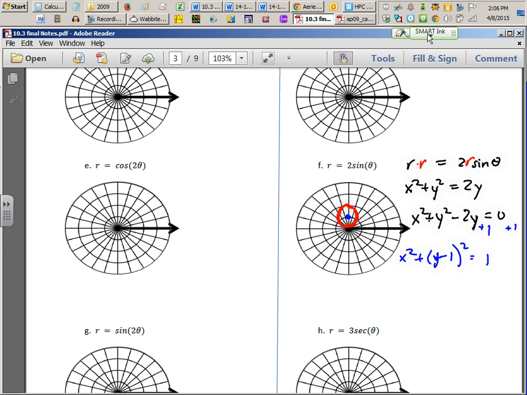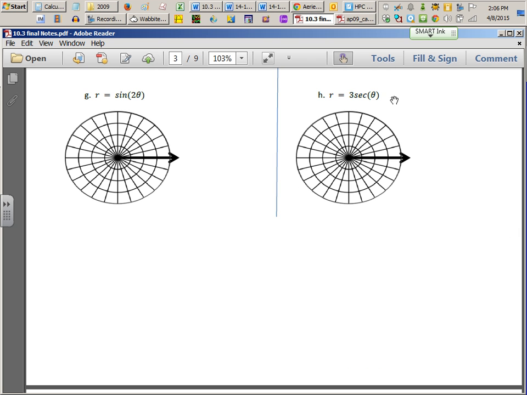Okay, I already did part G. I said it was a rose. Let's go to part H. 3 sec theta. So on this problem, I don't think I would make a table. I would probably just rewrite secant for what it means. It means 1 over cosine.